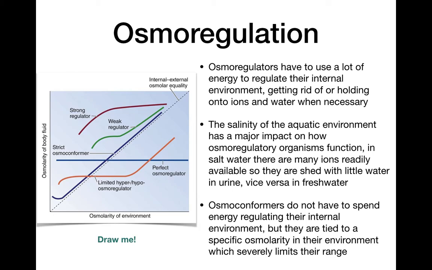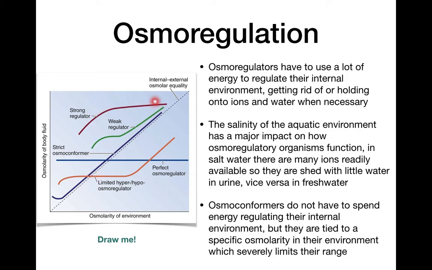So this is the graph I want you to draw here. Notice here's the environment's osmolarity, the concentration of ions in the water, and here's the body osmolarity. Now, this is the equal line for internal and external osmolarity. If it's equal, it'll be exactly on that line. So a perfect osmoregulator is going to have the same body fluid osmolarity all the time, and a strict osmoconformer is going to conform to the environment all the time. But there actually are some extremes.